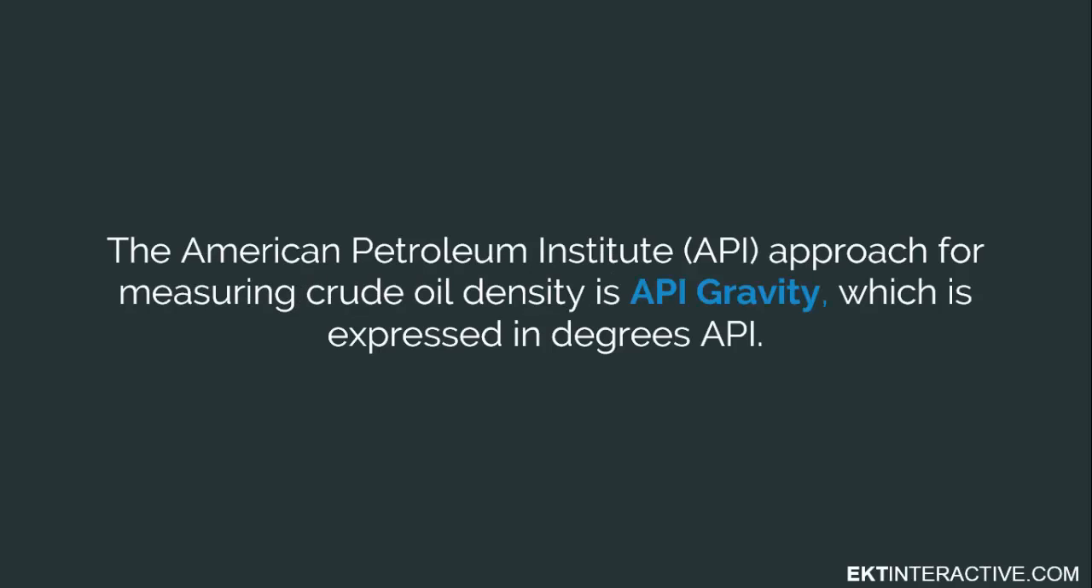Now, scientists usually measure the density of a liquid using specific gravity, which is the weight of the liquid divided by the weight of the same volume of water. However, the popular approach in the oil industry, defined by the American Petroleum Institute, or API, for measuring crude oil density is API gravity, which is expressed in degrees API.